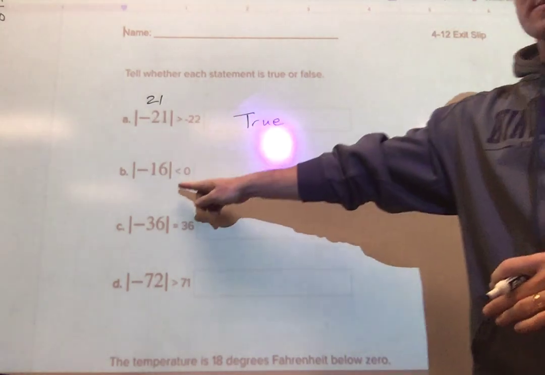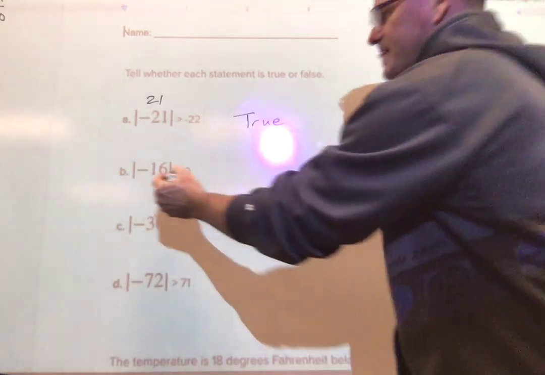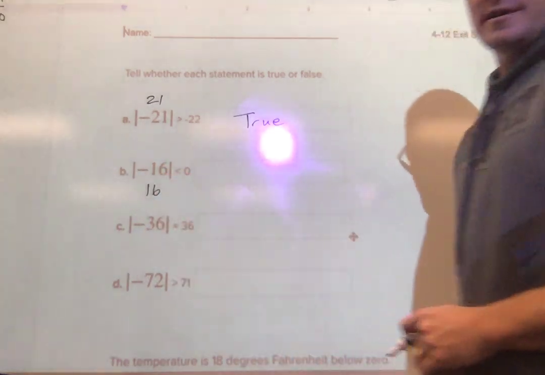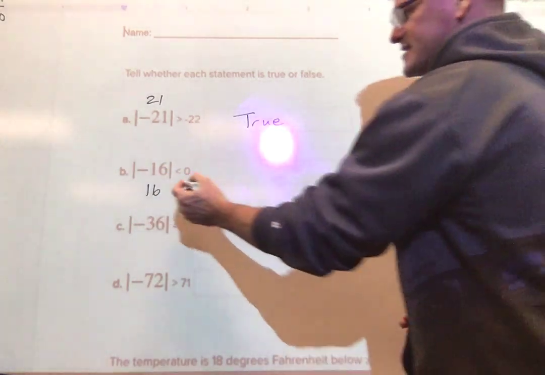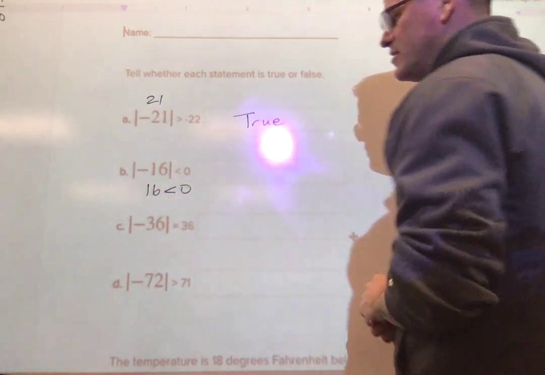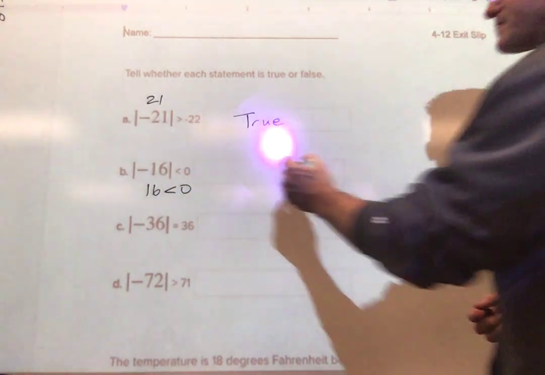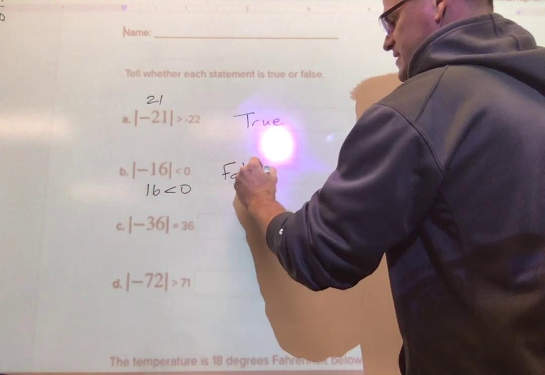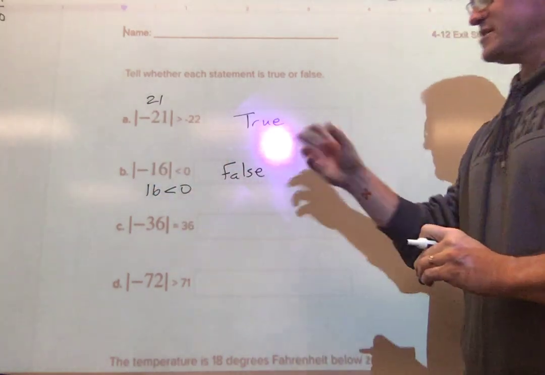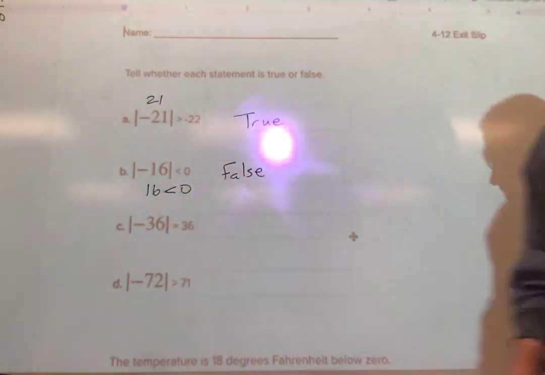Same thing here. The absolute value of negative 16. How far is it from zero? It's 16, so this becomes 16 is less than 0, and that is false. Again, don't confuse yourself with the negatives. Distance always turns positive with absolute value.